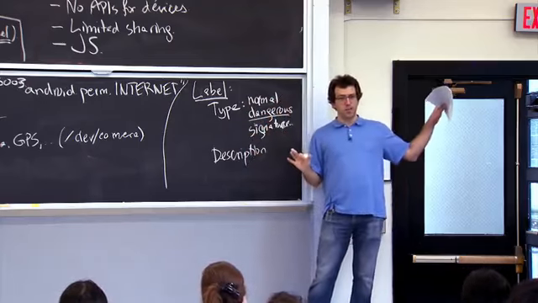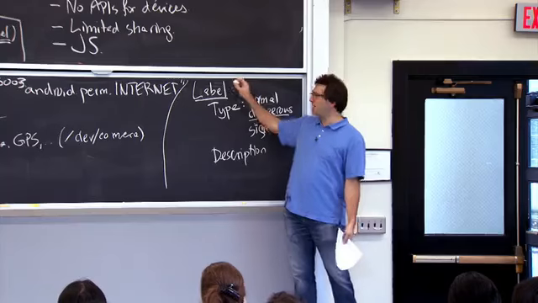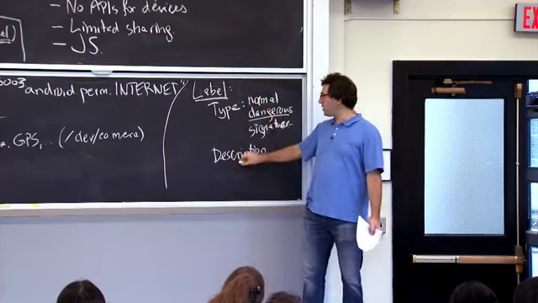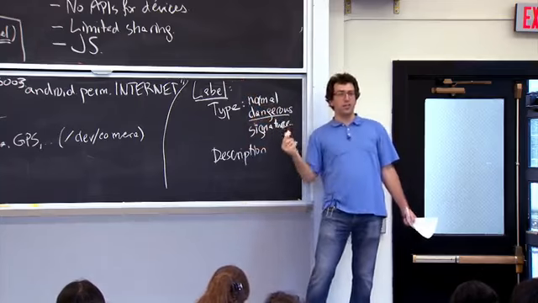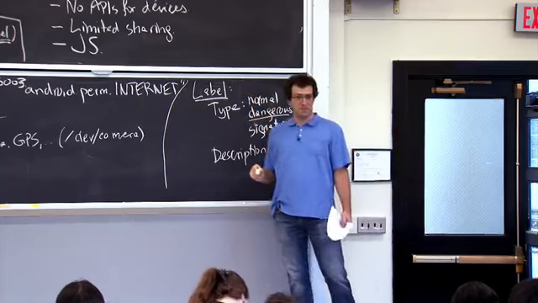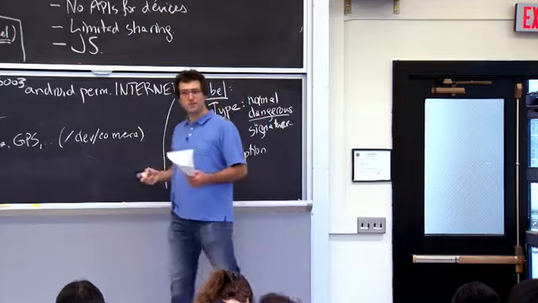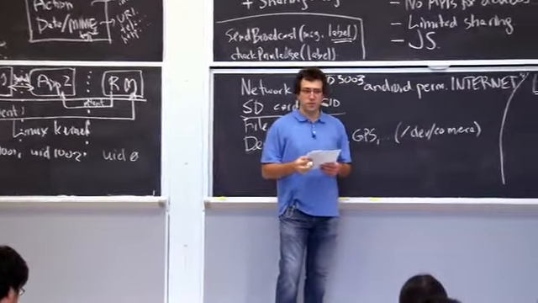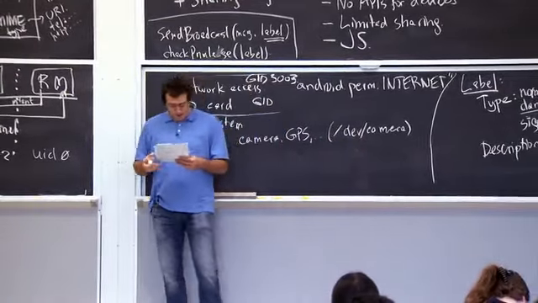Any subsequent application is going to ask for the label just by its string name, and then the Android framework will fish out the description and the type from the application that first defined it. That make sense? All right. Any other questions here? All right.